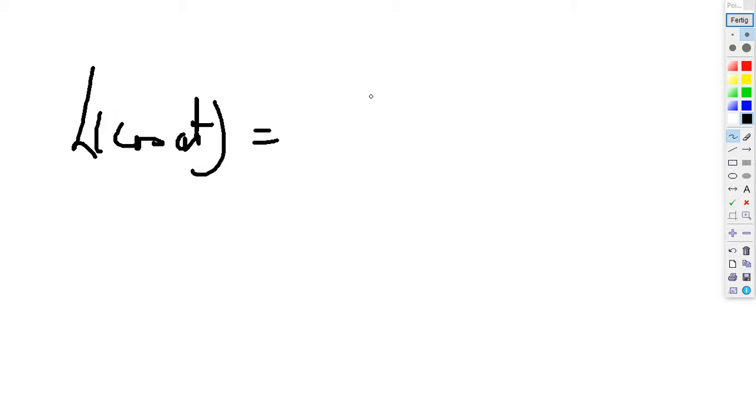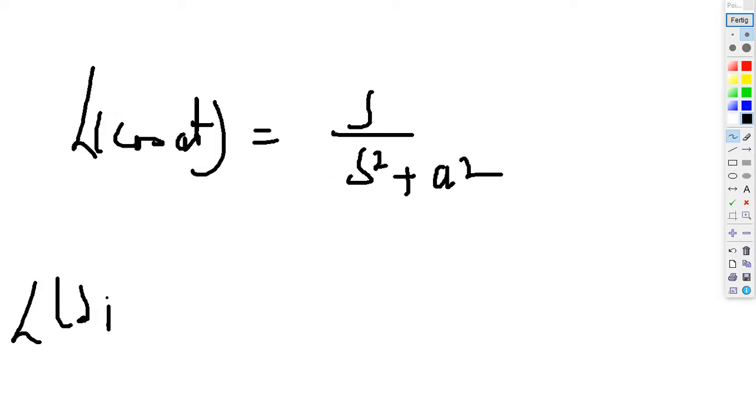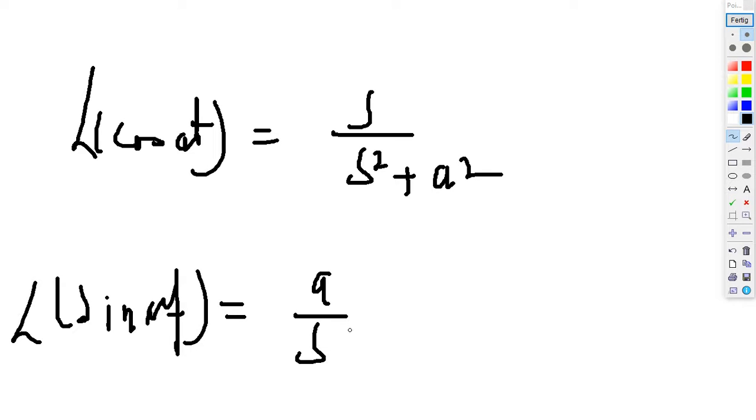Okay, we know the Laplace of cos at equals s upon s square plus a square. But we need to find the Laplace of sin at, and we know the Laplace of sin at equals a by s times the Laplace of cos at. Yeah, we know this relation.